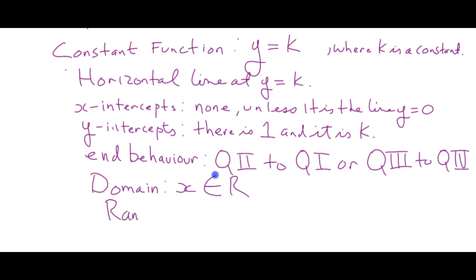So the range is y is equal to k, right? There's only one value for y. So the range has one value. Domain is all real numbers.